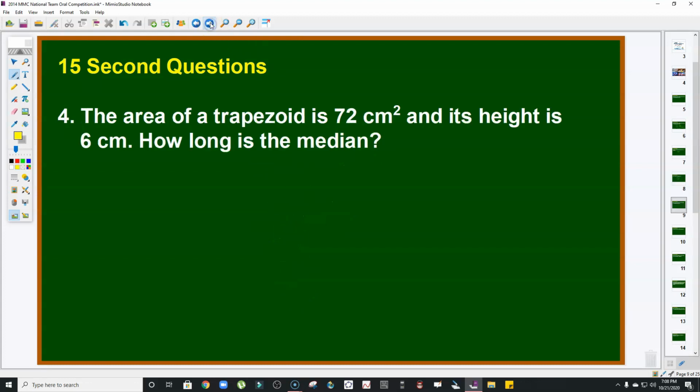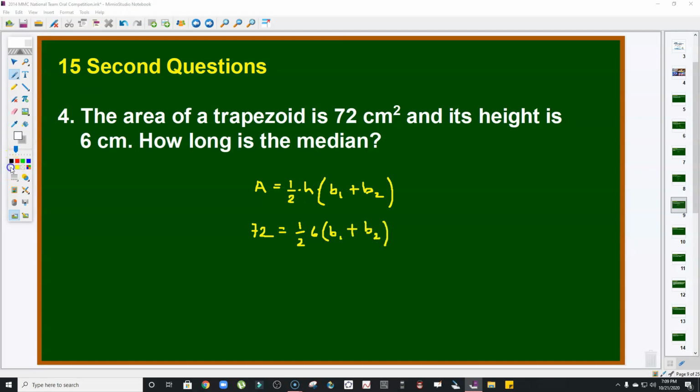Next, problem number 4. The area of the trapezoid is 72 square centimeters and its height is 6 centimeters. How long is the median? Take note, when we say median, that is the average of the bases, right? So the area of the trapezoid is given by A equals 1 half times height times the sum of the bases. Now the area is given, that's 72, equal to 1 half times the height, which is 6, times b sub 1 plus b sub 2.